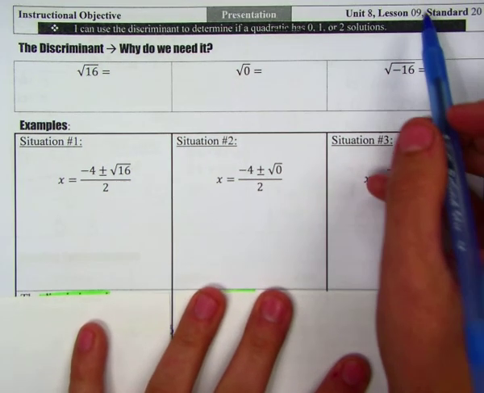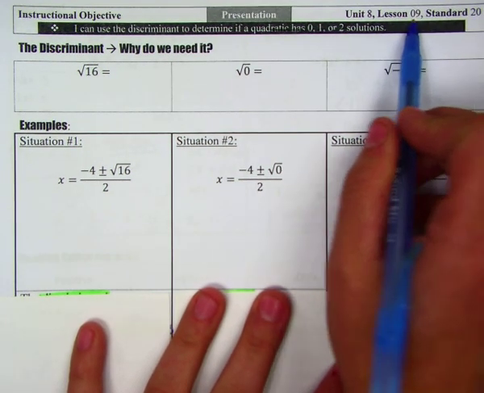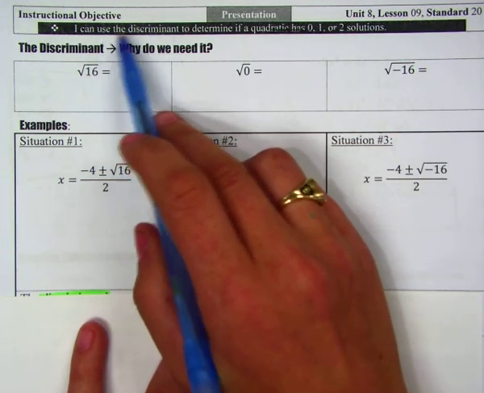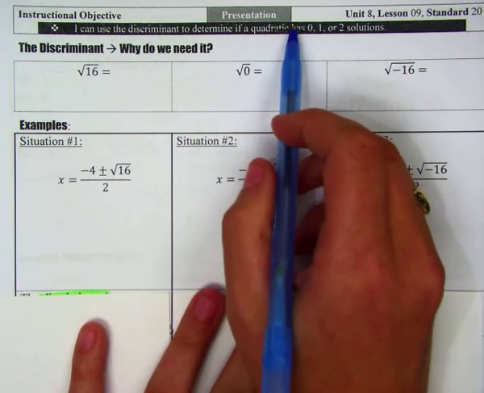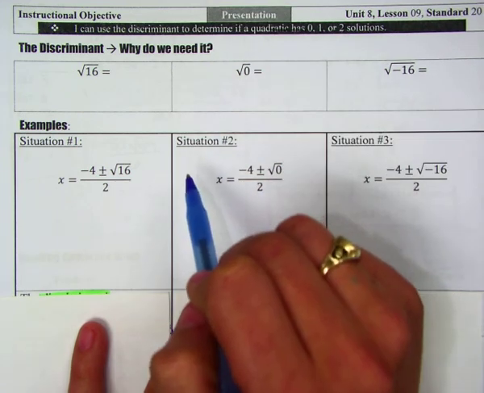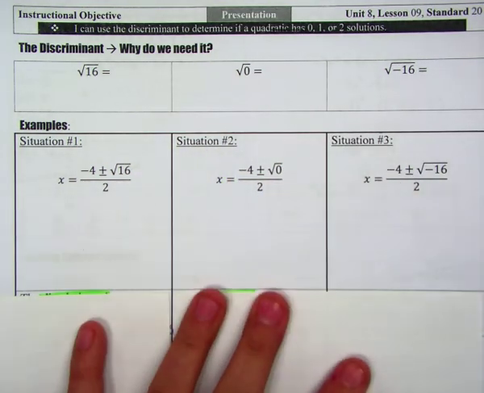This is the last lesson in Unit 8, which is Lesson 9, where we learn to use the discriminant to determine if a quadratic has 0, 1, or 2 solutions. So first of all, let's review three things.